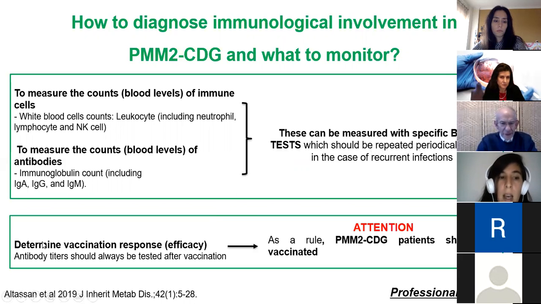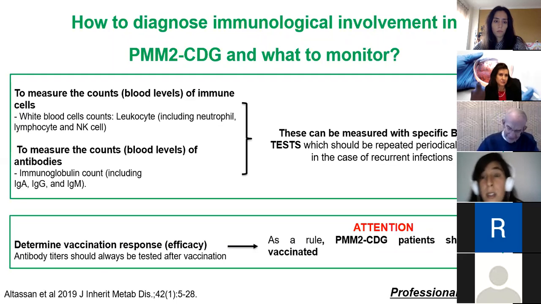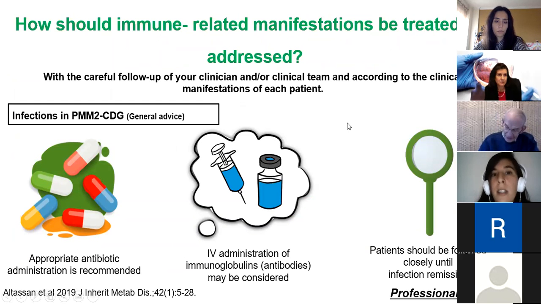The guidelines also mention the need to monitor the response to vaccines, to determine if the patient, following a vaccination, produces protective antibodies. But very importantly, the guidelines mention that as a rule, all PMM2-CDG patients should be vaccinated unless there is very clear medical evidence that they shouldn't. And our study showed that PMM2-CDG patients are being vaccinated, so that's good. Finally, regarding the treatment of immune-related manifestations for PMM2, the advice in the clinical management guidelines is mostly related to infection management, which mainly relies on appropriate antibiotic administration. But again, we need to stress that each patient is a patient, and every single clinical decision needs to be made in close collaboration with the attending clinician or the medical team following the patient.